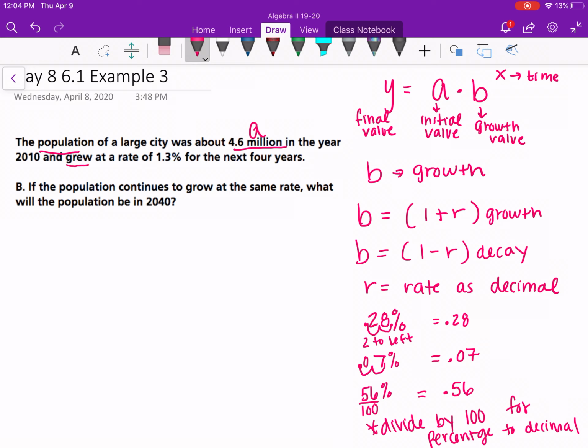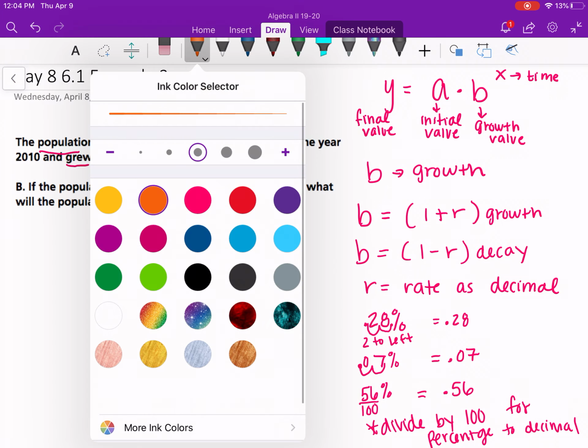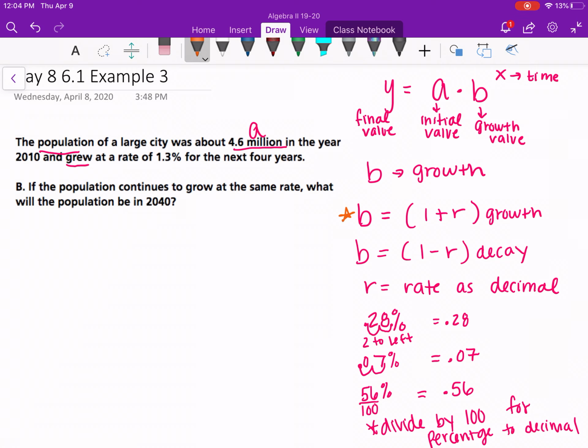That "grew" is really important because that tells us that we're going to use this one over here, because it's growth. And so I need to know 1 plus r, what's that rate? They give it to us right here, 1.3%. We know 1.3 divided by 100 is 0.013. So we're going to be using that as our decimal for the rate.